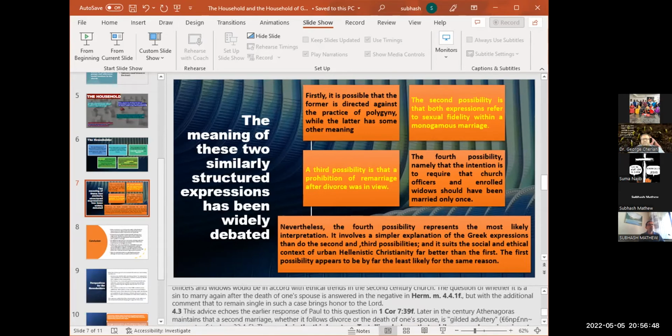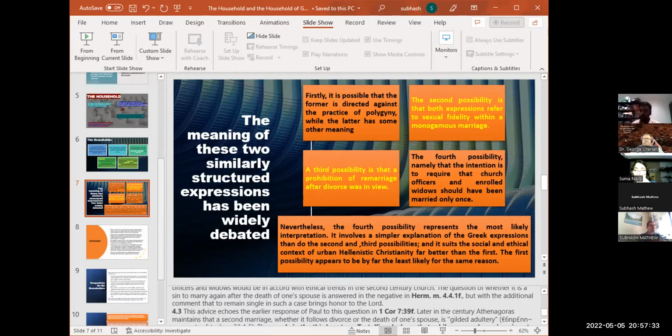So the second possibility is that both expressions refer to sexual fidelity within a monogamous marriage. That is another view regarding this: being faithful, the husband and wife towards each other. And the third possibility is that a prohibition of remarriage after divorce was in view. And the fourth possibility is that church officers and enrolled widows should have been married only once, purely, whether they are widows or whatever it is, they should be married once. So this is all from the article itself.